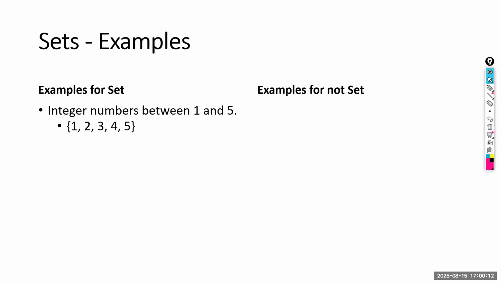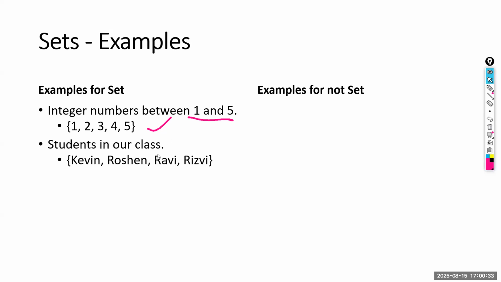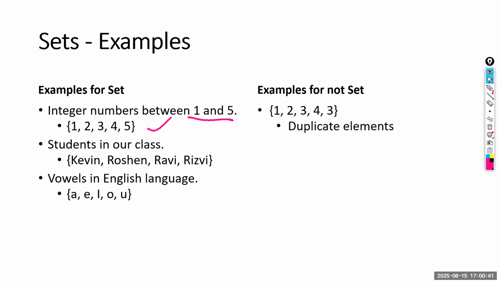Right. So these are some examples of sets. But you must have a proper definition. Maybe I can say integers between 1 and 5 is a set. Of course, order is not important, but when you write, you need to write it in whatever order. But I have not mentioned that order is important. If I say order is important, that is not a set. Students in our class, assume we have 4 students, it's a set. Vowels in the English language, it's a set. These are not sets. You can clearly see the duplicate elements are there. The moment you see a duplicate element, you can say it's not a set.